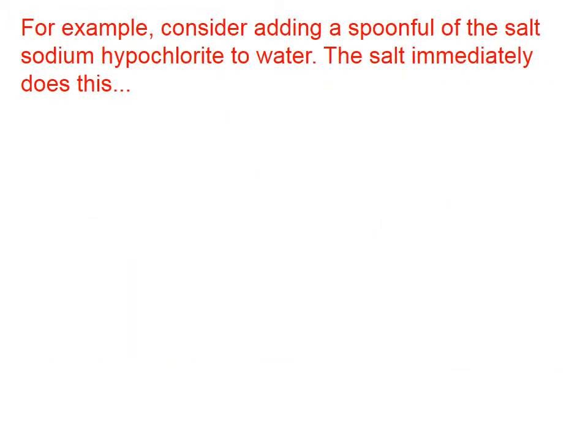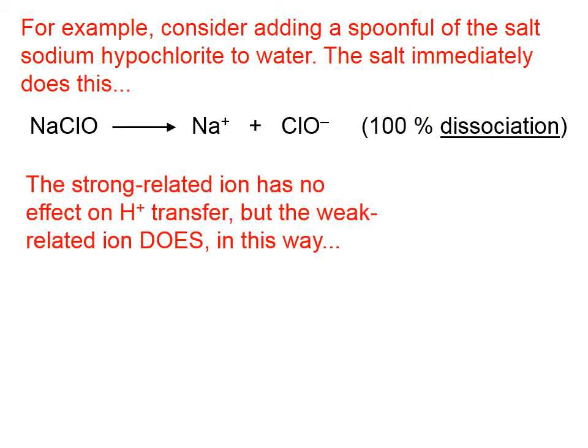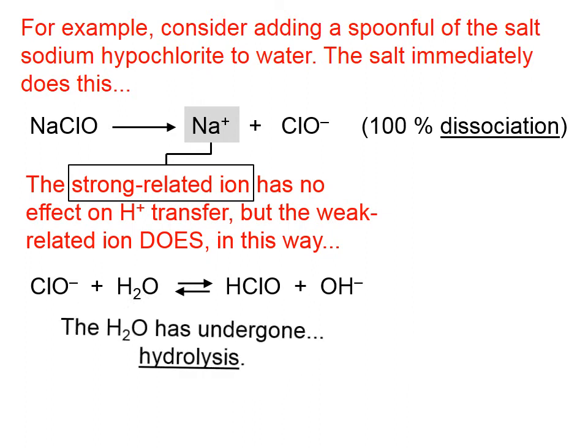For example, consider adding a spoonful of the salt sodium hypochlorite to water. The salt immediately does this. That is, it dissociates 100%. The strong-related ion, which is the sodium ion, related to the strong base, sodium hydroxide, has no effect on proton transfer, but the weak-related ion does in this way. That is, the hypochlorite ion will tend to gain protons.